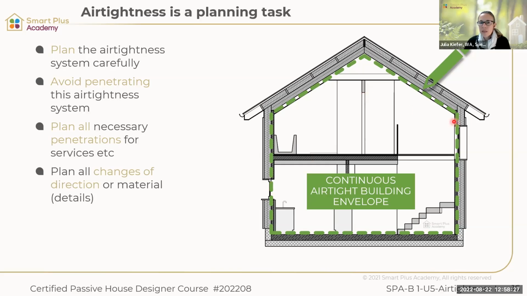So let's say you're using a membrane in the ceiling, but you're using a render on the wall, put a detail somewhere. How is that membrane connected to the render? Let your builders know how they need to do it. Otherwise, it's not going to work. Okay, so plan all that. Make sure that you know how that should look. Don't leave it up to the people on site to figure it out. And that's usually where it goes wrong.